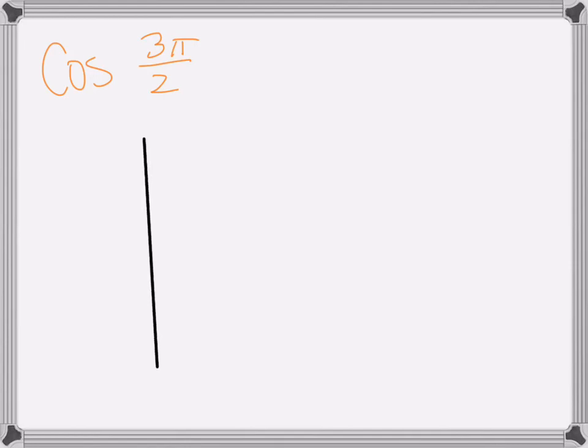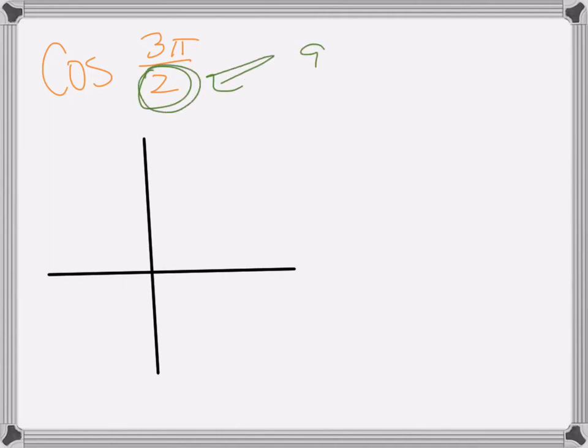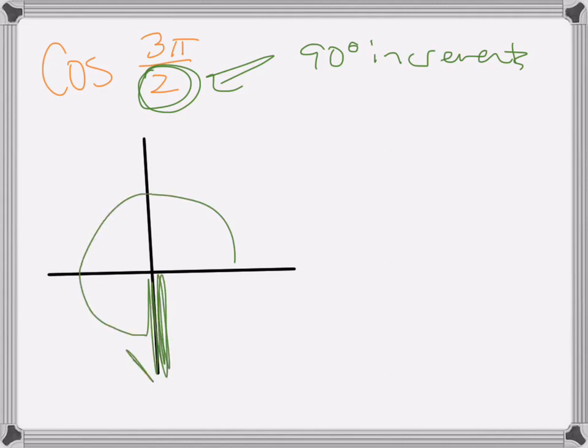If I were to pull out my coordinate axis, 3 pi over 2, if it's a denominator of 2, that means I'm going in 90-degree increments. So I would go 1, 2, 3. My line stops here. So I can't make a triangle. If a triangle can't be made, you just think about it this way.